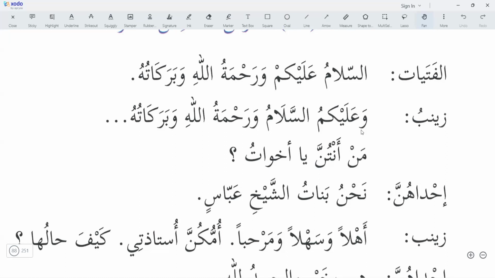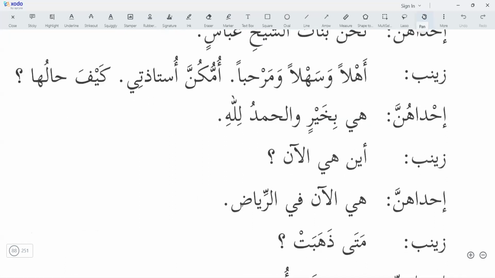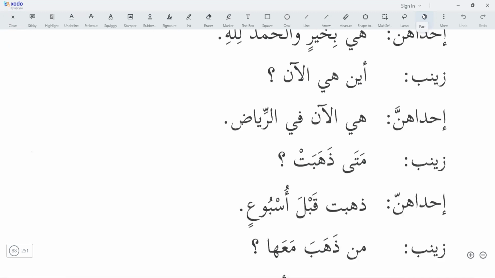Zainabu: Ahlan wa sahlan wa marhaban. Welcome. Ummukunna ustazati. Your mother is my teacher. Kaifa haluha? How is she? Ihdahunna: Hiya bi khairin walhamdulillah. She is fine, alhamdulillah. Zainabu: Aina hiya al-an? Where is she now? Ihdahunna: Hiya al-an fi Riyadh. She is now in Riyadh.